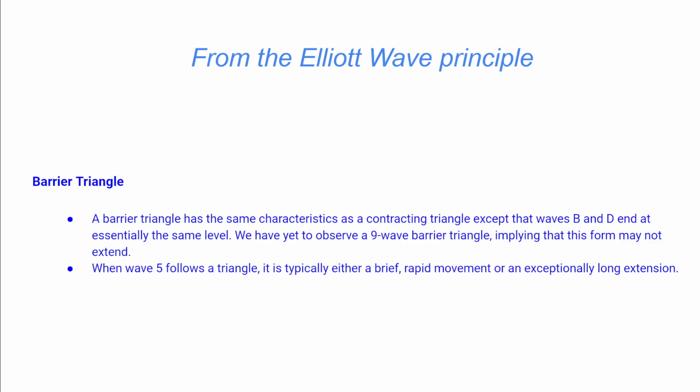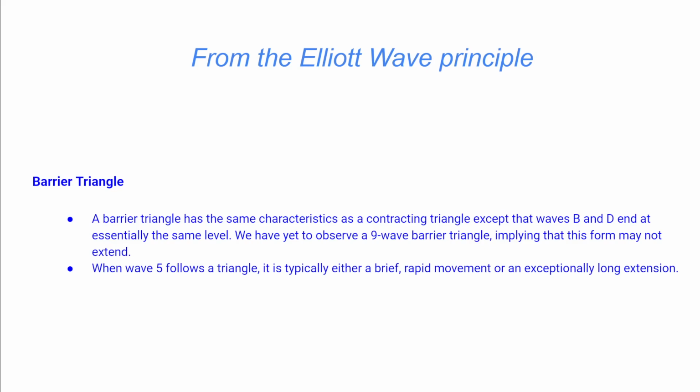So now we'll look at barrier triangles. A barrier triangle has the same characteristics as a contracting triangle, except that waves B and D end at essentially the same level. We have yet to observe a 9-wave barrier triangle, implying that this form may not extend. I'll leave that with you. When wave 5 follows a triangle, it is typically either a brief rapid movement or an exceptionally long extension.